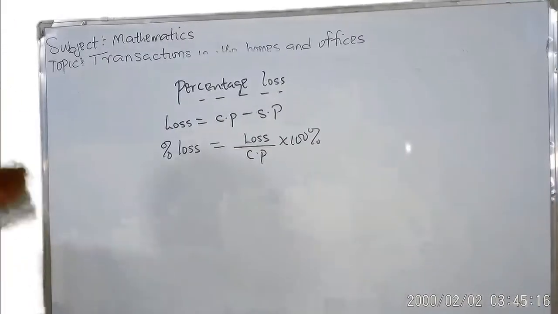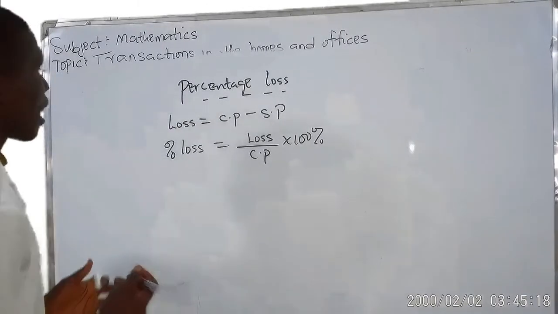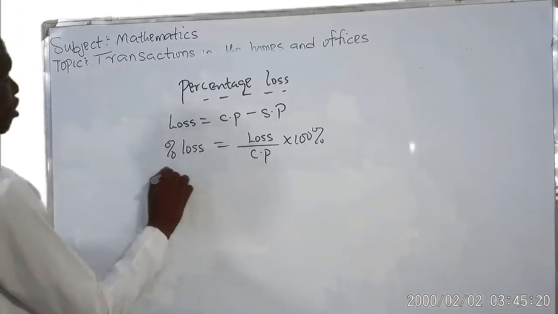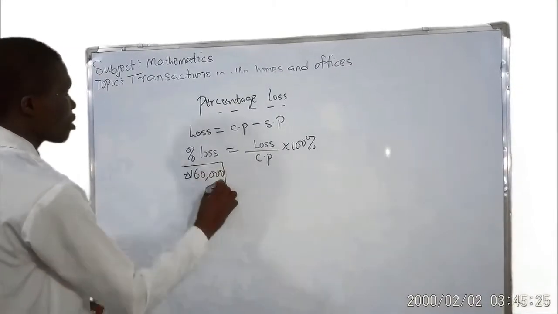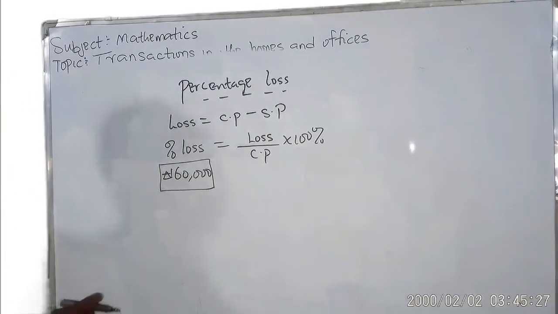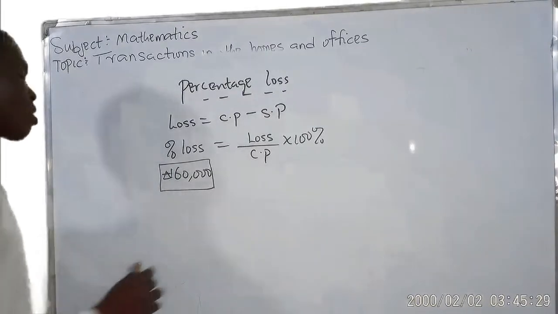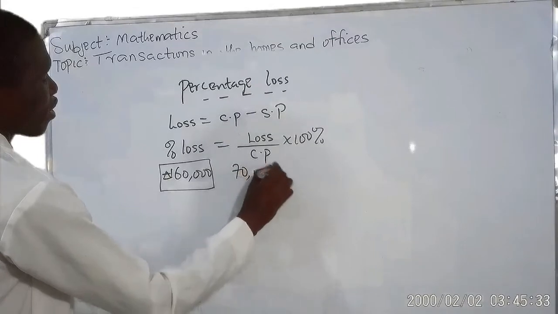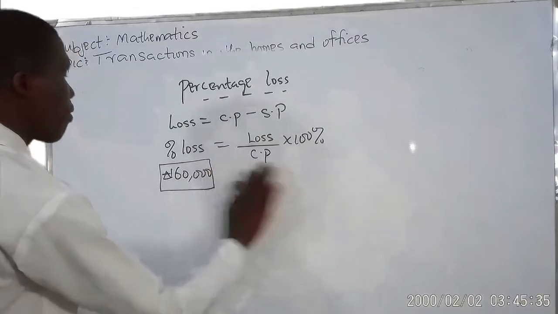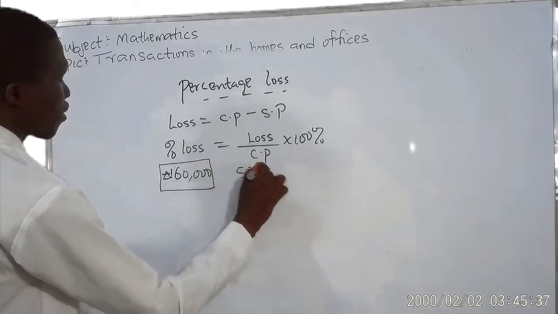Let's take, for instance, you have 60,000 naira. You use this to buy a car and you sold it out for 70,000 naira. Okay, let's say 50,000 naira.